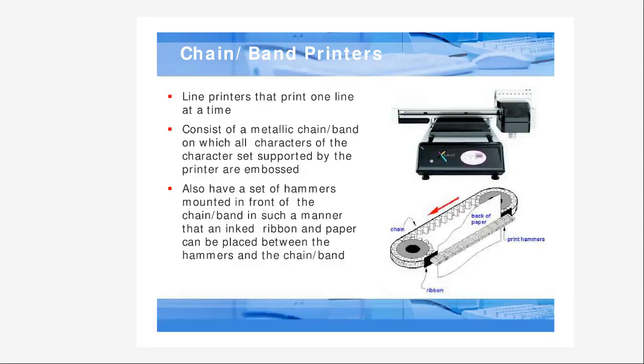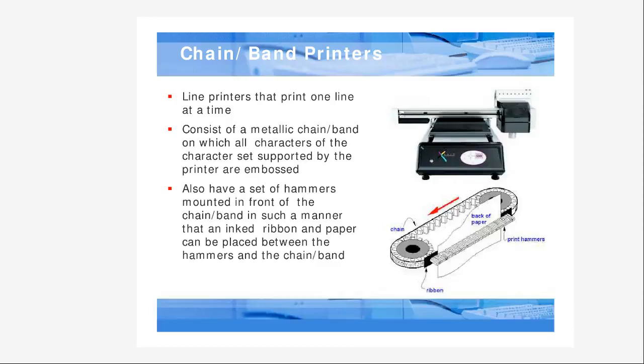See what is written. So line printers print one line at a time. Just like a drum printer, a line printer also prints how many lines? One line at a time. That's why it is called a line printer. It consists of a metallic chain or band on which all characters of the character set supported by the printer are embossed. So here also predefined characters are on the chain, and only those characters you can print over the paper.